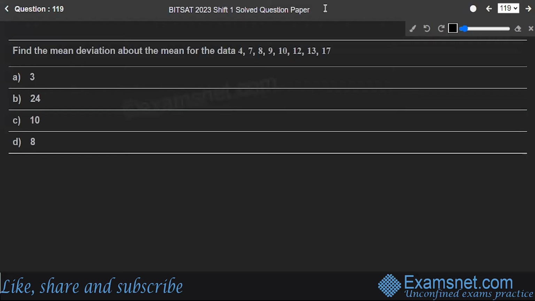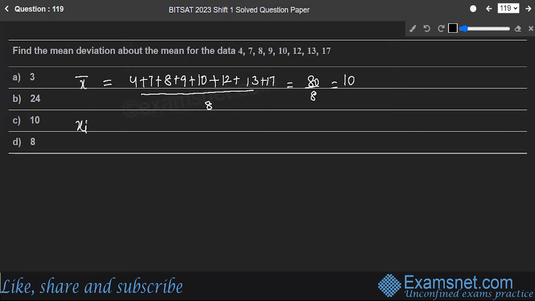Question number 119. Find the mean deviation about the mean for the data 4, 7, 8, 9, 10, 12, 13, and 17. For that, let's first of all find out the arithmetic mean, which is given by x bar, and that's 4 plus 7 plus 8 plus 9 plus 10, 12, 13, 17. Now the number of terms over here is 8. So divided by 8, this will give me 10. So the arithmetic mean is 10. And let's find out xi minus x bar.